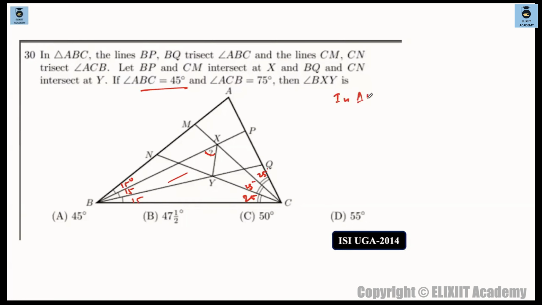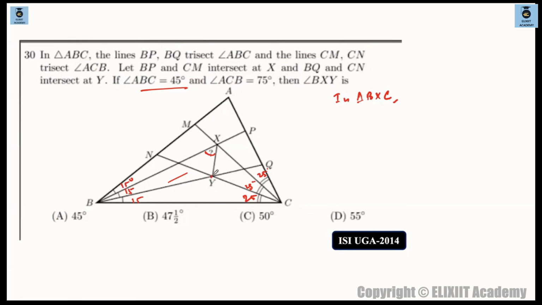Focus on triangle BXC. In this triangle BXC, can you see that BY and CY are angle bisectors? Yes or no?